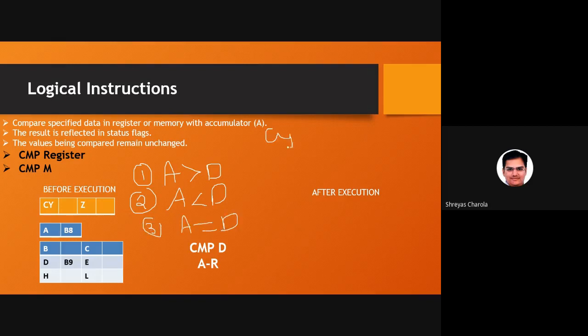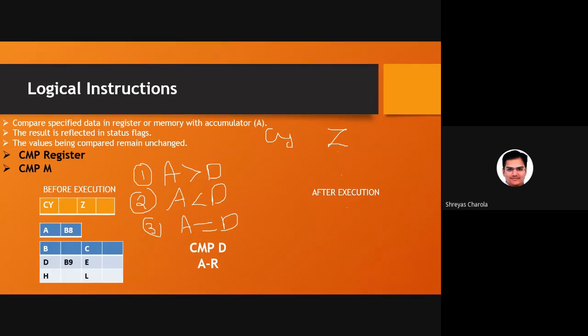There are two flags, the carry flag and the zero flag. The zero flag is set to 1 when both values are equal and the answer in the accumulator is 0. So in which of these three conditions will the zero flag be set to 1? Where you get 0 as an answer in the accumulator.